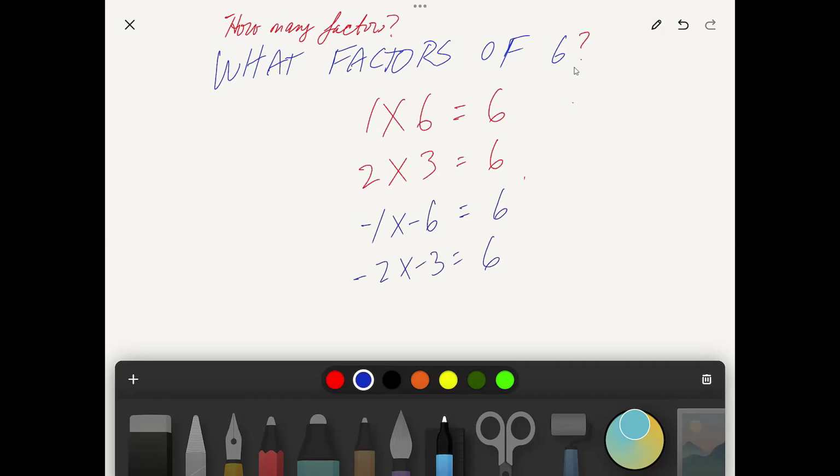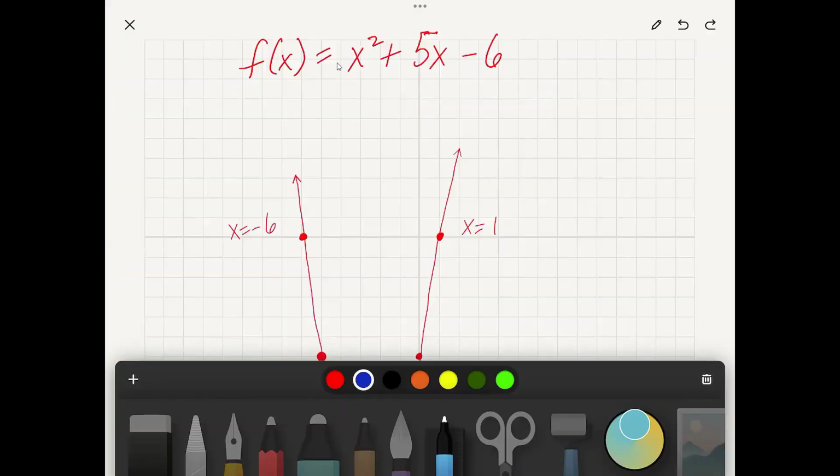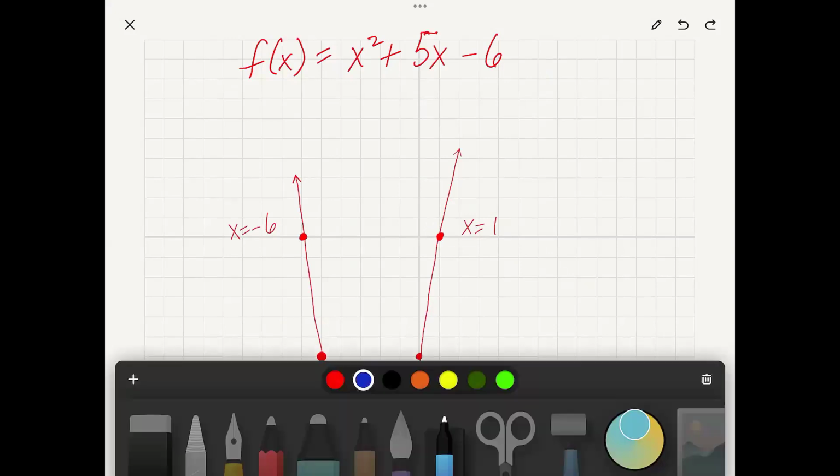Polynomials also have factors, or most polynomials have factors. So let me show you what I mean. What you see here, I have the function x squared plus 5x minus 6. It's a quadratic, and it has 2 zeros. It has a 0 at -6, and it has a 0 at 1. Now, I'm going to show you how I get that. So let me go here.